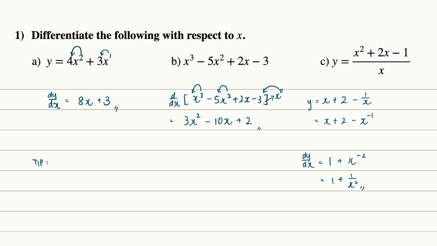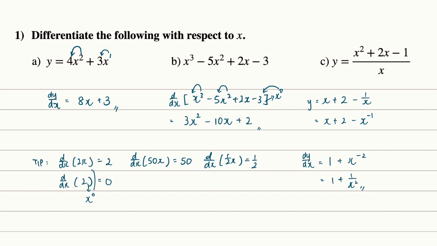Now, just a quick tip for you. Differentiating 2x, which has the power of 1, is equal to 2. If you have 50x, if you differentiate it, we will have 50, and so on. If we have half x, if you differentiate it, it will be equal to half. Similarly, for differentiating a constant term, such as 2, the value of dy over dx is equal to 0, because x to the power 0, when you multiply the power to the coefficient, is equal to 0. So differentiating constants such as 502 or 1/4, for example, will all give us 0.